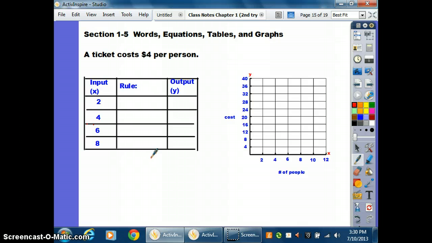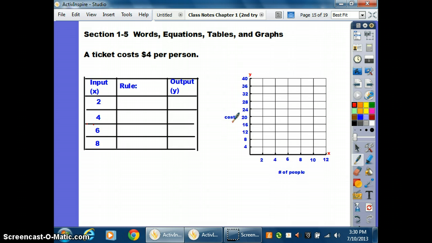I've started the function table. I've put input as 2, 4, 6, and 8, and these are going to represent how many people we're talking about, and then the output will be our y, which you can see on the graph over here is the cost.